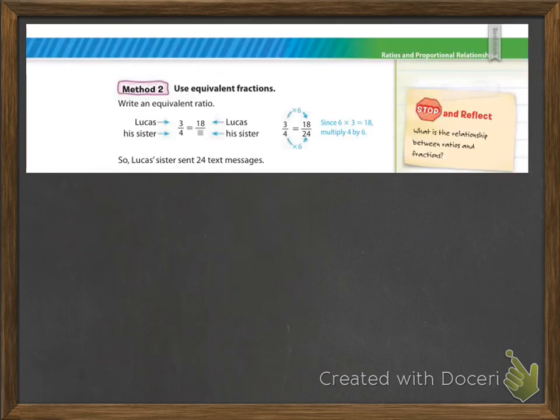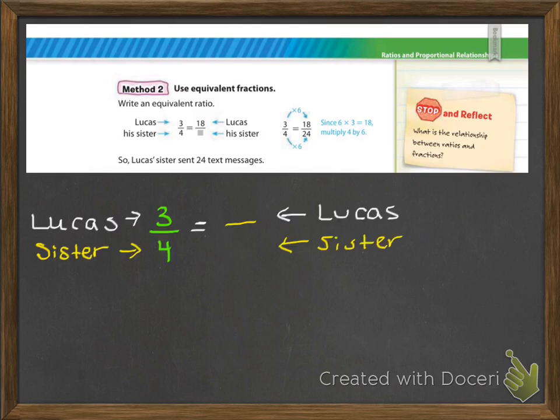It says to write an equivalent ratio, use equivalent fractions. So as they've done here, you're going to rewrite this. If you need to add line stickies, you can do that. All right, so now I've set it up just like they have up there. And now we're going to plug in the information they gave us about Lucas. They told us that Lucas sent 18 text messages.